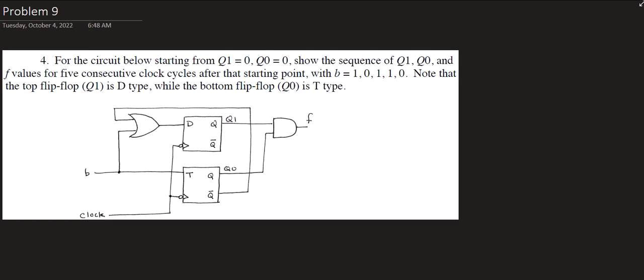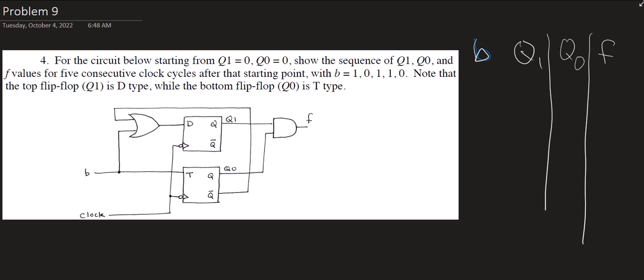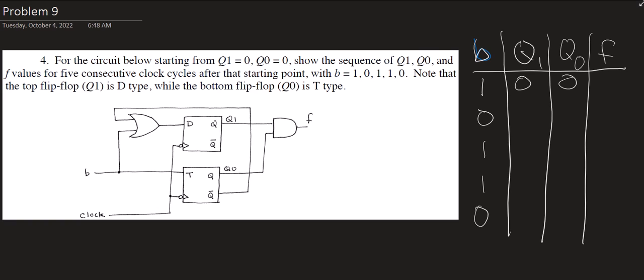Okay, so this is similar to what we've seen before. So we have B, Q1, Q0, and F. And we know that Q1 and Q0 start at 0, and B goes 1, 0, 1, 1, 0.